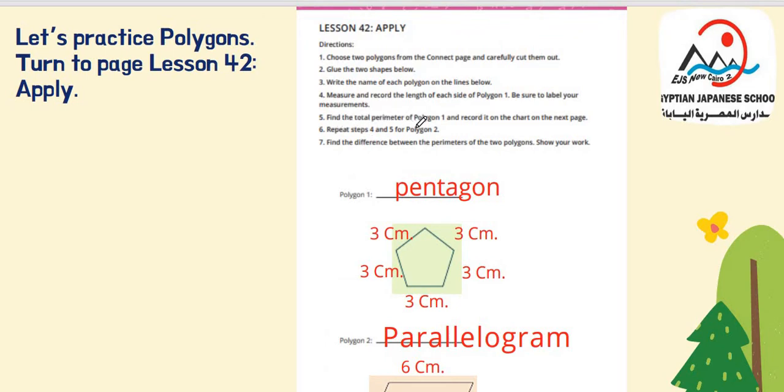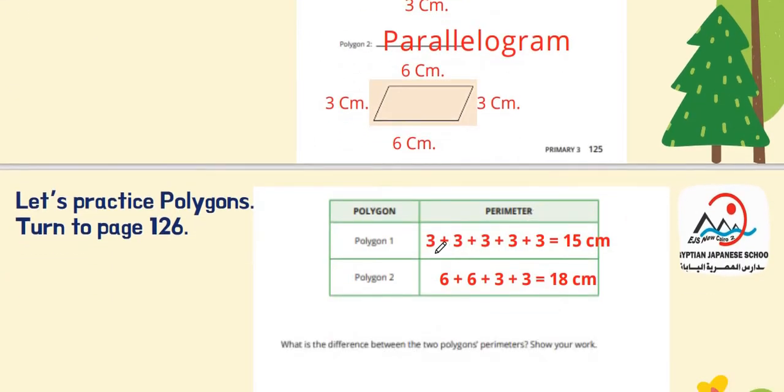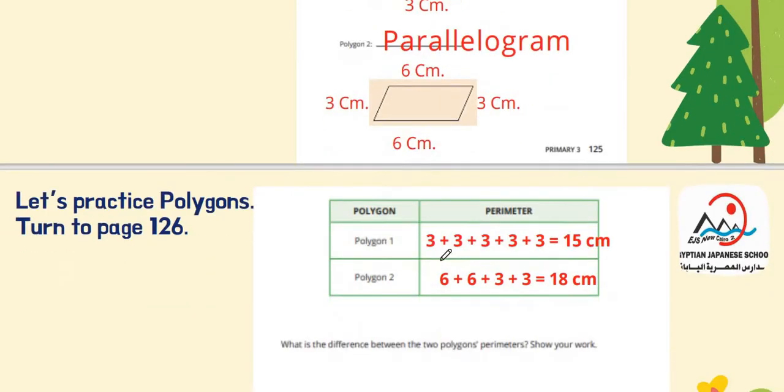Then find the total perimeter of polygon 1 and polygon 2 and record it on the chart on the next page. Here I will find the perimeter of each polygon. The first polygon I chose has 5 sides. Each side has 3 centimeters. So the perimeter of the pentagon equals 3 plus 3 plus 3 plus 3 plus 3 equals 15.